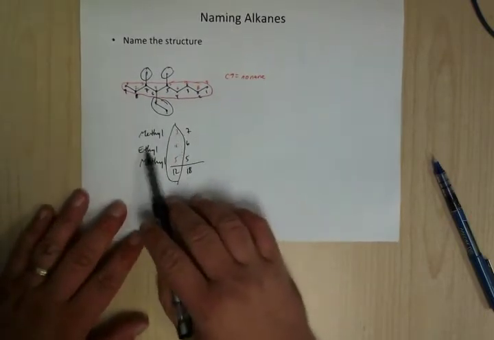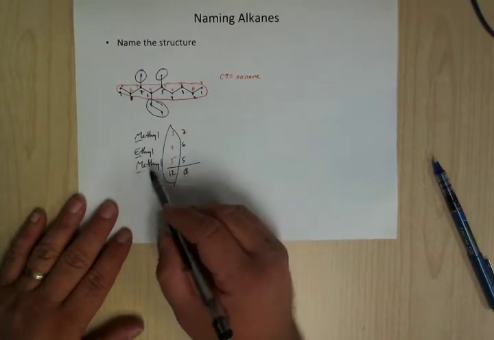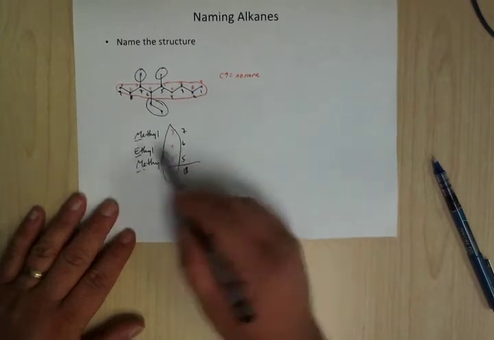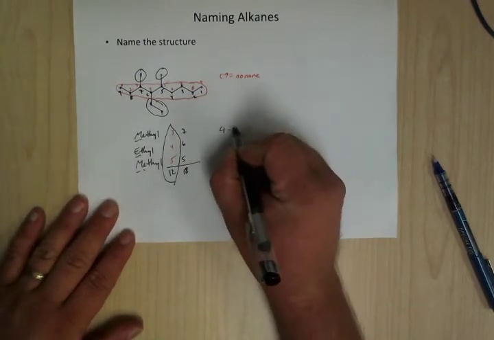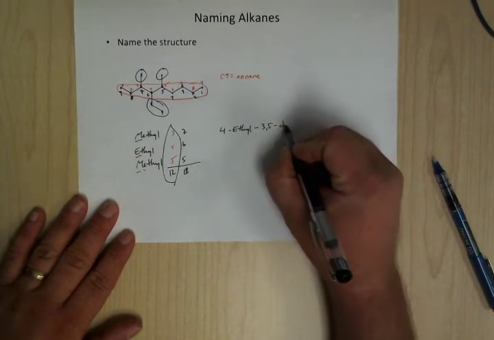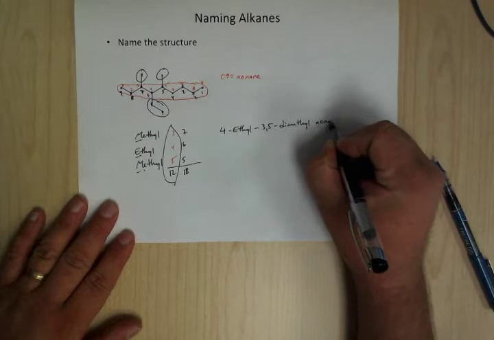Now, which gets labeled first? We have methyl, ethyl, another methyl. So the ethyl gets labeled first because ethyl comes before methyl. So it's going to be 4-ethyl, 3,5-dimethyl, and then put the main chain at the end.